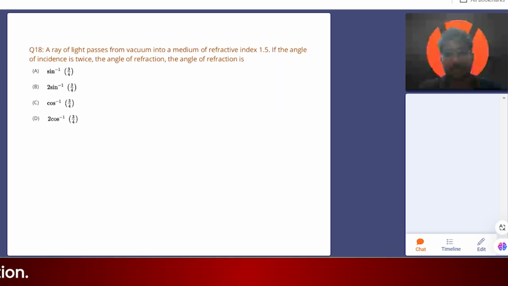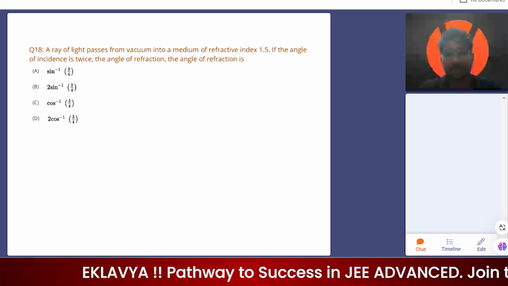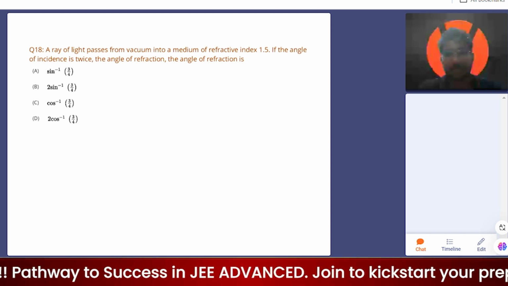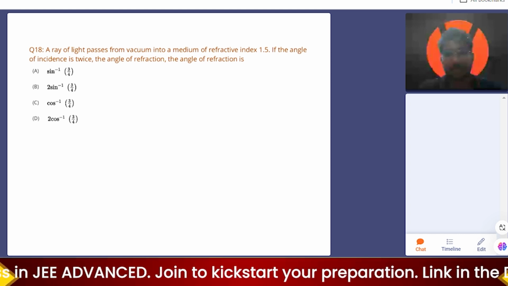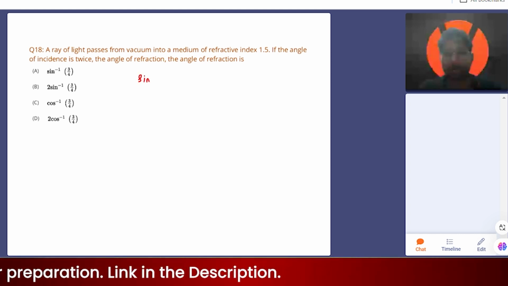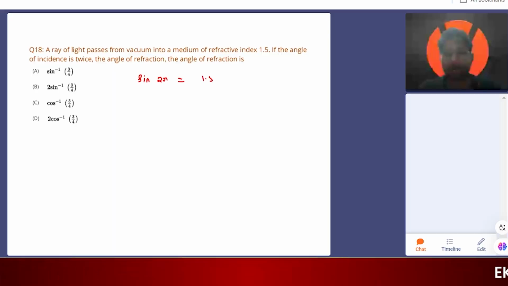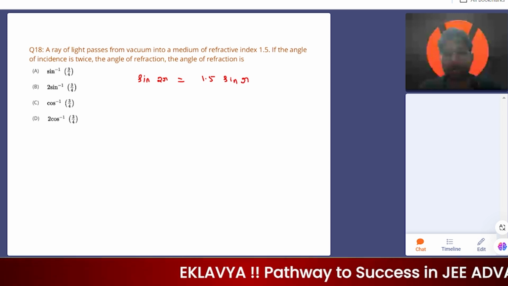Question number 18. Ray of light passes from vacuum into the medium of refractive index 1.5. If angle of incidence is twice the angle of refraction, then the angle of refraction is how much? Well, it is passing from air. I'm using Snell's law. So 1 sine incidence angle, which is 2r, is equal to 1.5 into sine r.